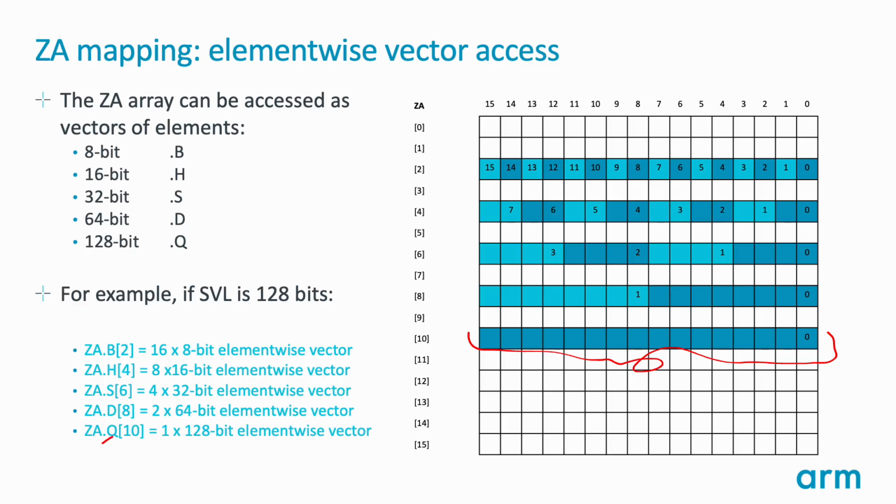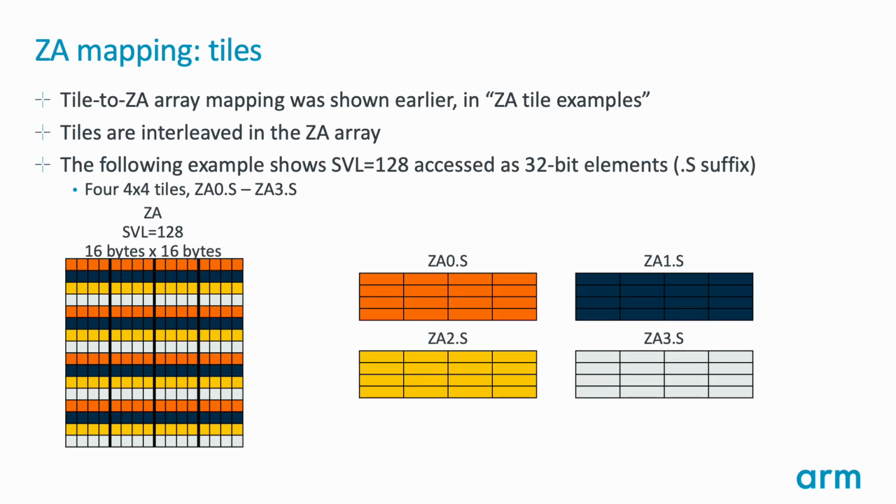If you want to access the 0th row, we can access ZA.Q0. For 10, it will access this. For 0, it will access this particular row. Here is a mapping of tiles for an SVL implementation of 128 bits. .S indicates that you are accessing 32-bit data elements, in which case for a 16 bytes by 16 bytes SVL 128-bit implementation, we'll have 4 tiles: ZA0, ZA1, ZA2, and ZA3.